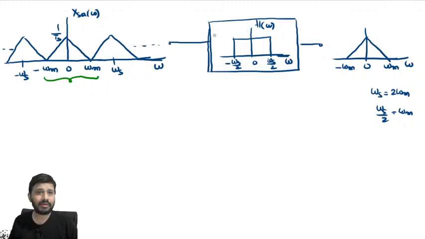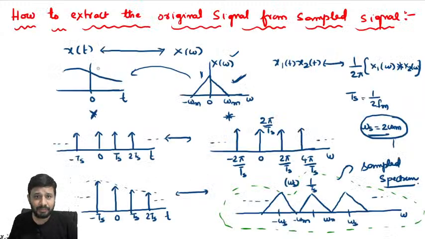It is not 1, Vamsi, it is Ts. Let me tell you, it is Ts. Why is it Ts? Because look here, this is my x of t, this is X of omega. So what is the amplitude of my X of omega at 0? 1.